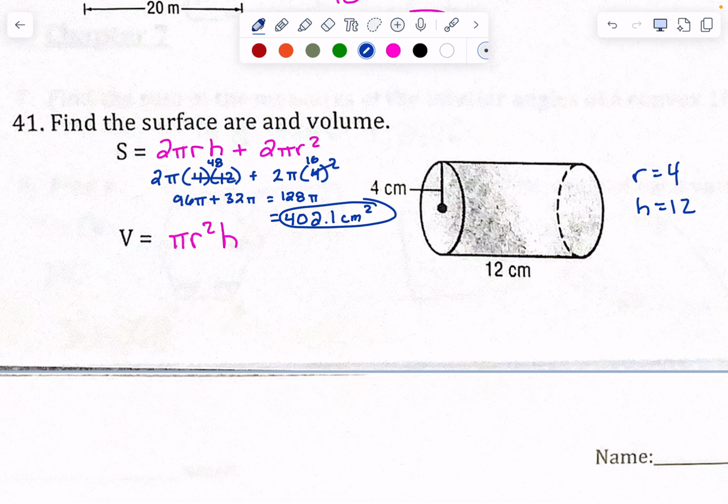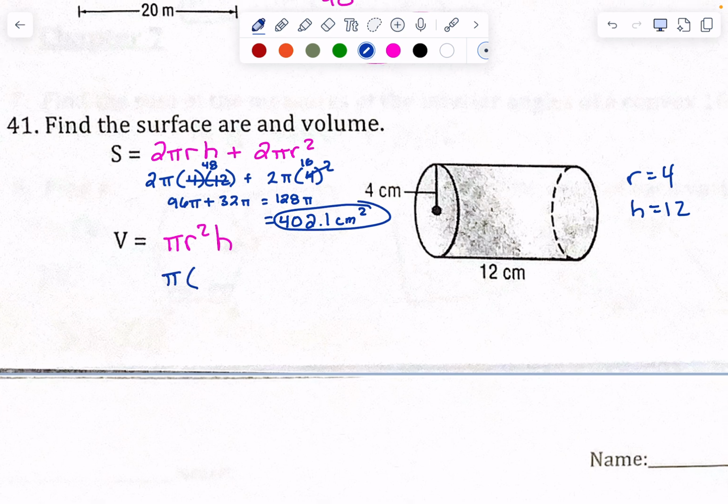Or you can just type the whole thing in. I just simplified it a lot, right? You don't have to simplify it at all. You can type it all in as long as you know how to type it all in. Pi times the radius squared, 4 squared, times the height, which is 12. So 16 times 12 times pi is 192 pi, which is 603.2 centimeters cubed.